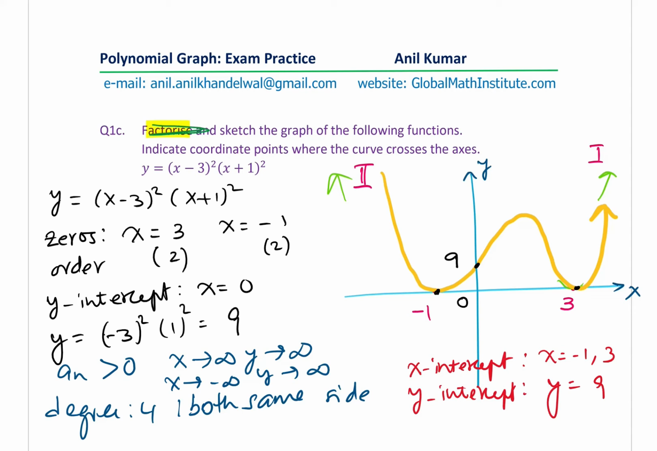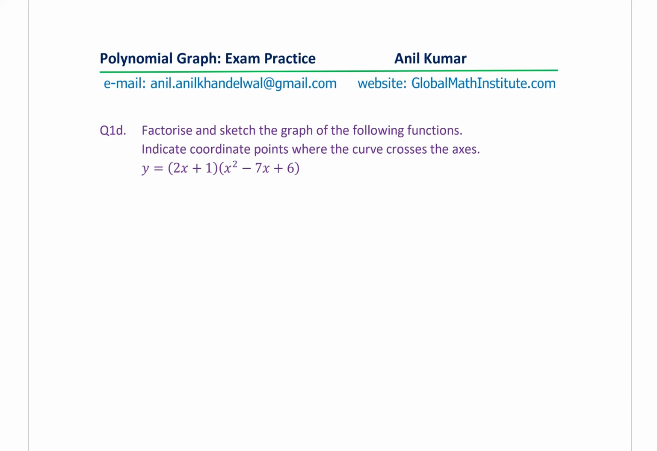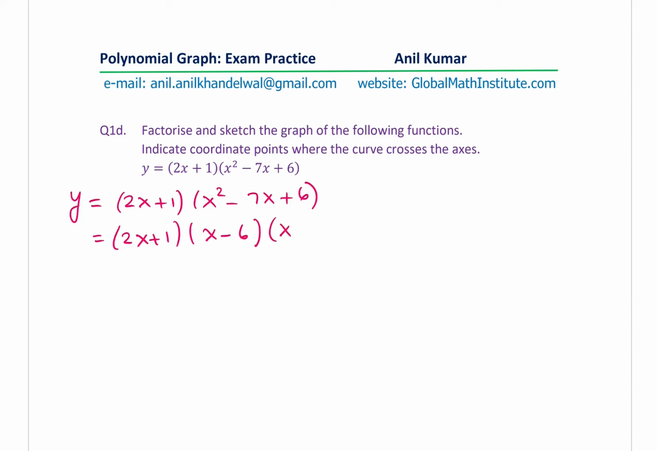Now let's take the second last question, which is factorize and sketch the graph of the following function. Indicate coordinate points where the curve crosses the axis. We are given the equation as y equals to 2x plus 1 times x squared minus 7x plus 6. So this quadratic equation should be factored, right? So we could write this as equal to 2x plus 1, product of 6, sum of minus 7. So that is x minus 6 times x minus 1.